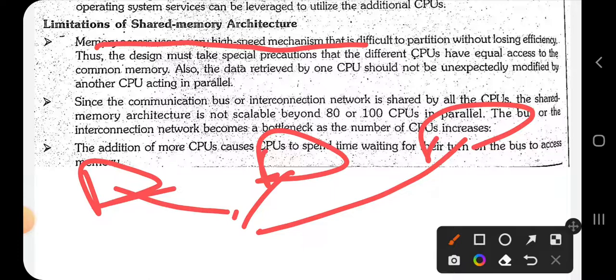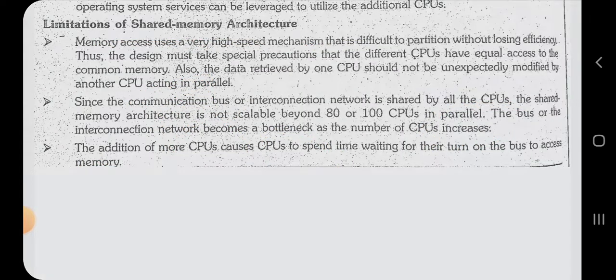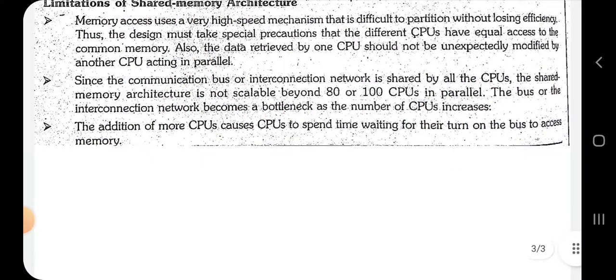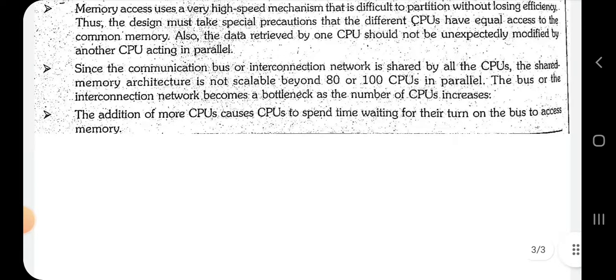Also, when we have a common memory, it should be a large one. If you have 4 GB, it will work differently; if you have 16 GB RAM, it will work differently, right? We should maintain these in order to maintain this architecture in a proper manner. Since the communication bus or interconnection network is shared by the CPUs, a shared memory architecture is not scalable beyond 80 to 100 CPUs in parallel.